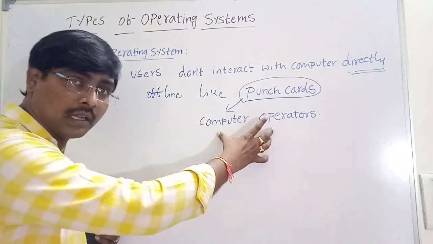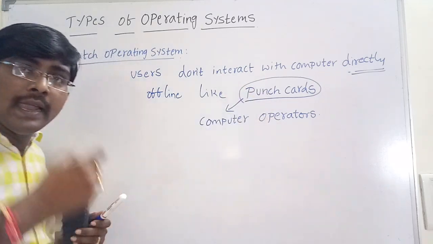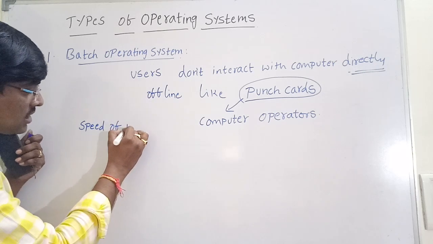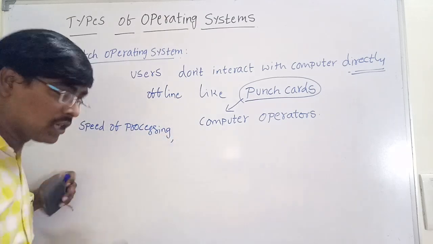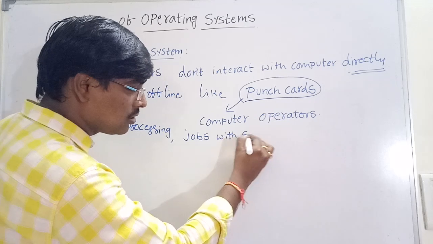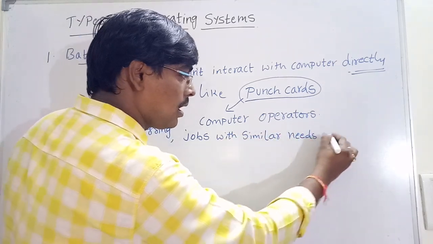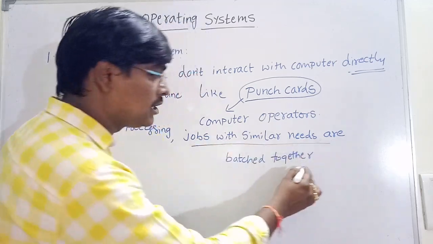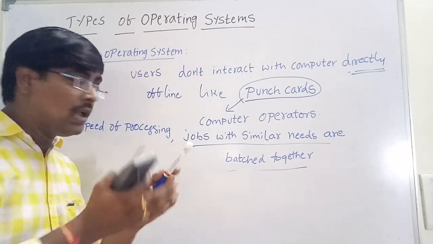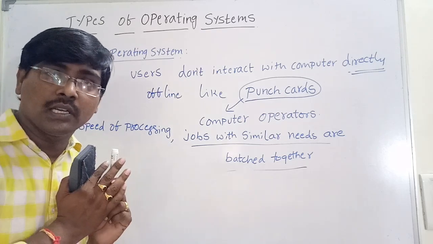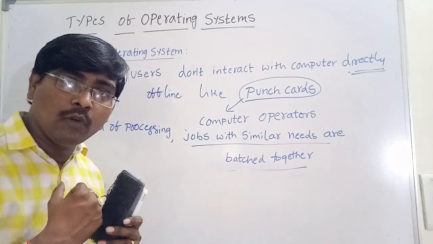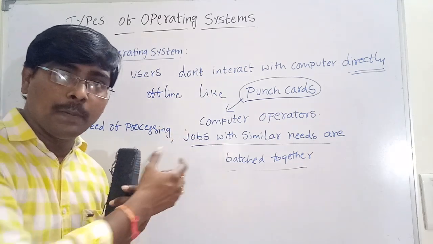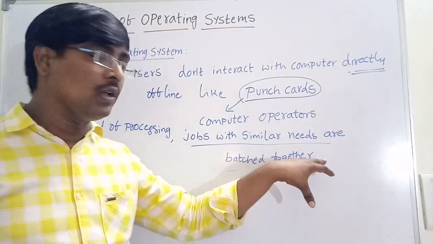Our task is written on a punch card and submitted to the computer operator, and the computer operator performs the task. How? To increase the speed of processing, jobs with similar needs are batched together and executed batch by batch. For example, 20 customers enter a bank. Suppose 10 customers require withdrawal and 10 require deposit. All their requirements are collected by the computer operator. Suppose the operator first performs the 10 deposit operations at a time, and then the 10 withdrawal operations at a time. That is, jobs with similar needs are batched together and executed.